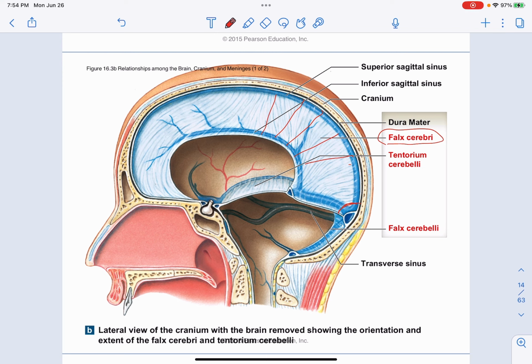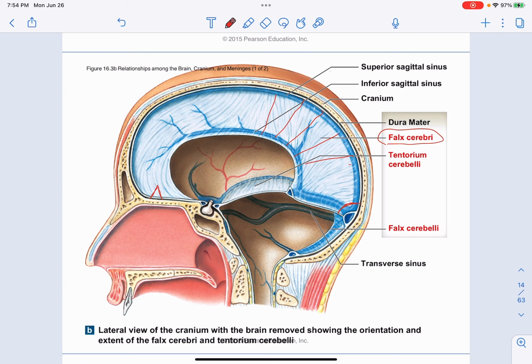And then in the front, there's another little anchor. You might be able to guess what it is. We talked a little bit about it when we were talking about the bones of the skull. It is the crista galli of the ethmoid bone. So that is how this falx cerebri is anchored in the brain and helps to stabilize the brain.